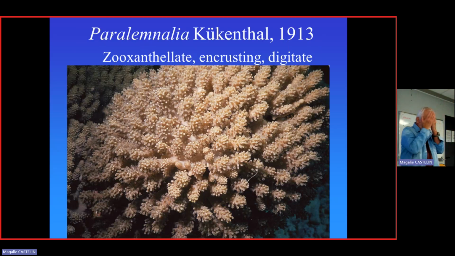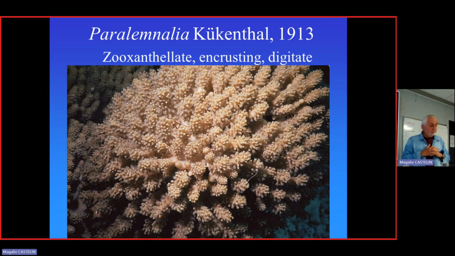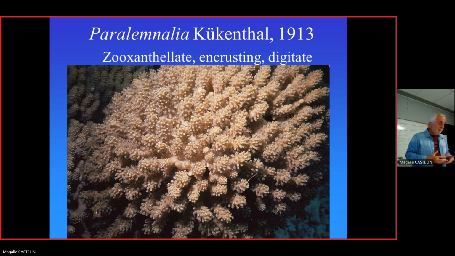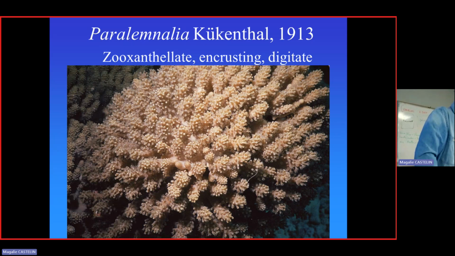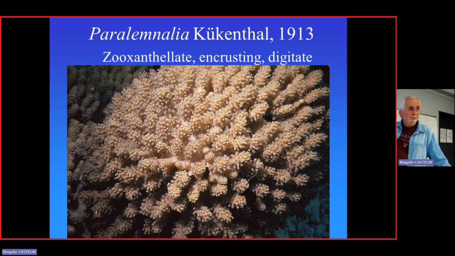Okay, within that family of Rightisma, we have another genus. It's not so common, but it exists, Paralemnalia. Type locality is the Red Sea, following the polar expedition, identified by Kickenthal. Well, the lobes resembling asparagus, with some imagination, huh?